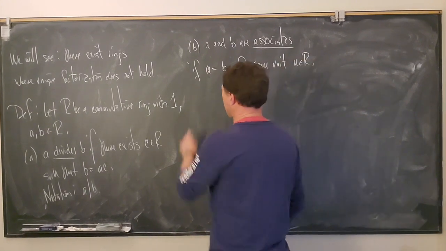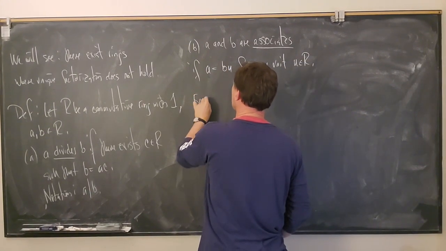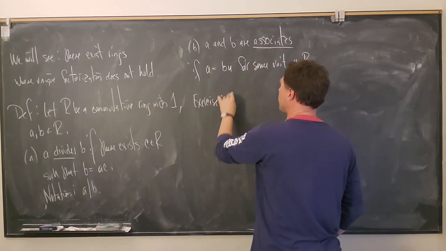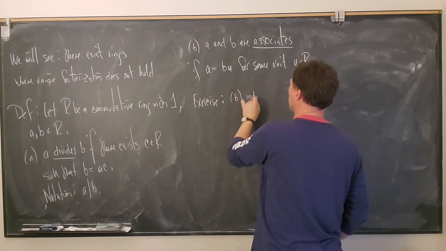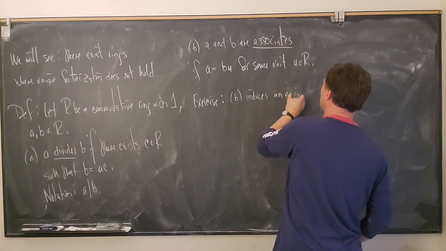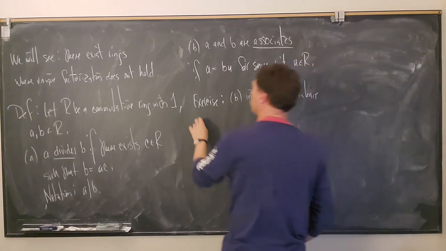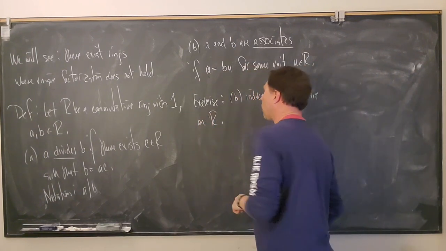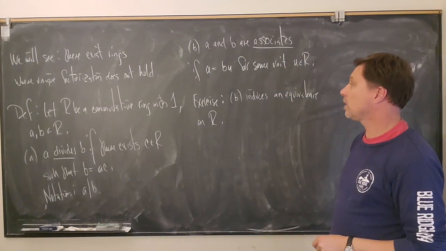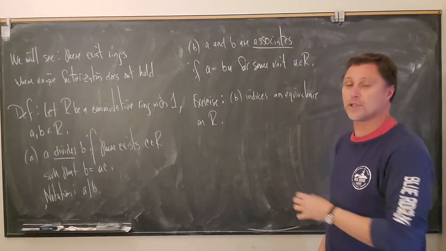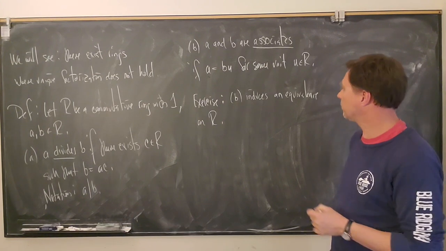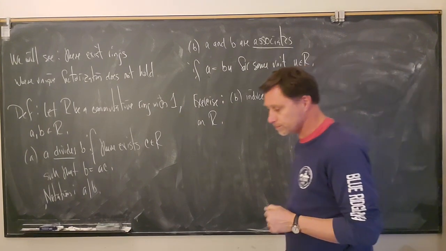So let's just say exercise. Part B induces an equivalence relation on capital R. Or you can say little a is equivalent to b if and only if a is an associate of b. Right? It turns out that's reflexive, symmetric, and transitive. Right? It's easy to show.